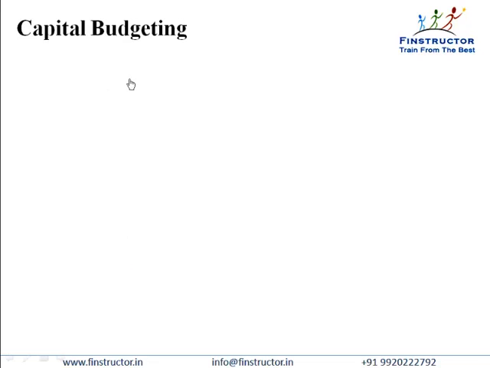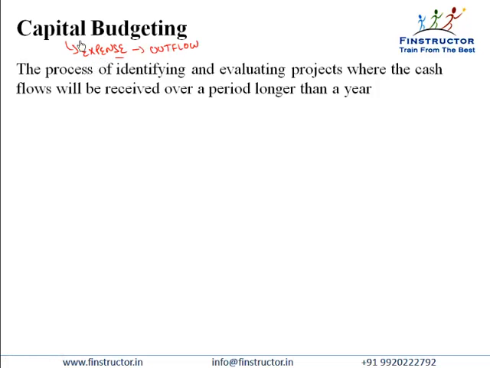So how do we define capital budgeting? Capital budgeting essentially is a process of analyzing capital expenses. And what is a capital expense? It is an expense which is made today, or the outflow is today, but the inflow comes over a longer period in time. So capital budgeting is the process of identifying and evaluating projects where the cash inflows will be received over a period longer than a year.